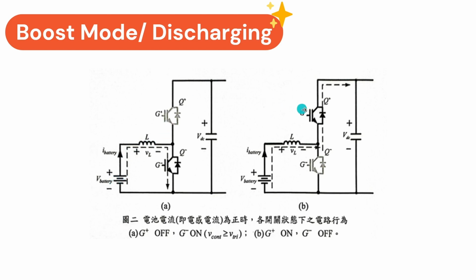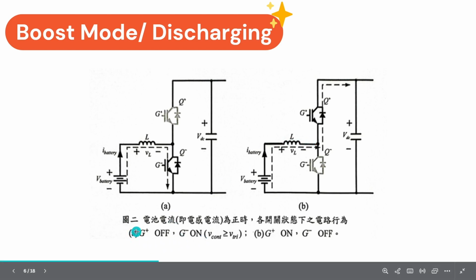And when the switching goes to G positive on and G negative off, the voltage stored in the inductor will pass through G positive and go to the V load, where the V battery will still go to the V load along with the inductor. In this case, as I said, G positive is on and G negative is off, and the V control will be higher than the triangular wave.